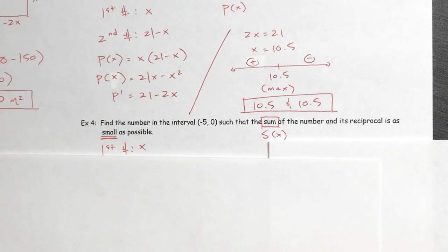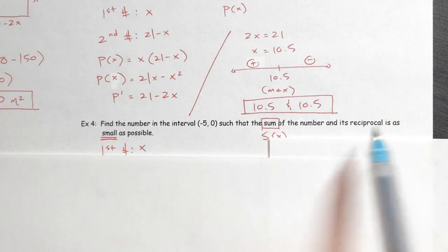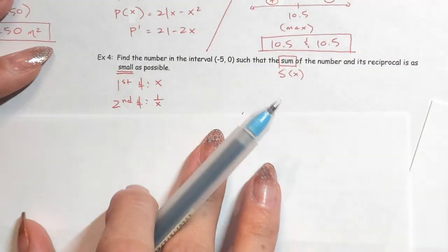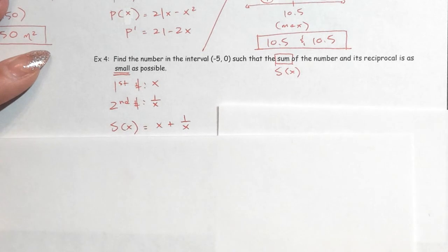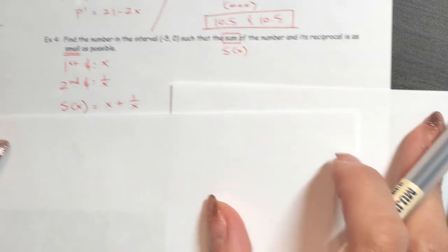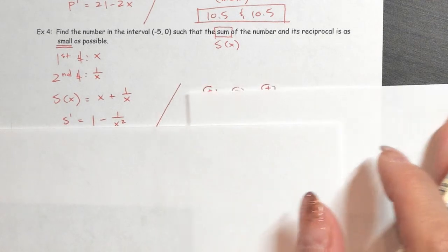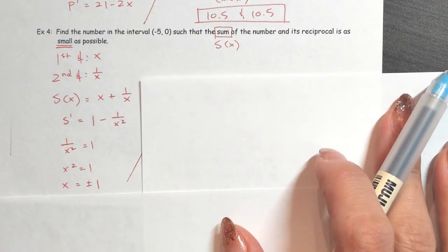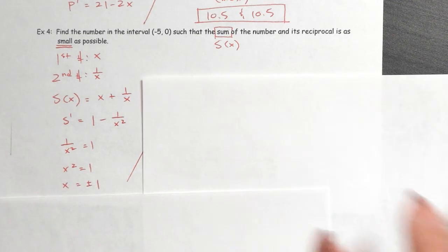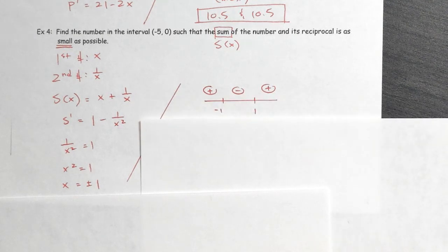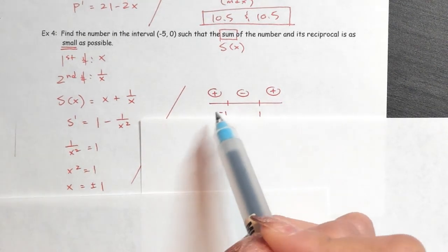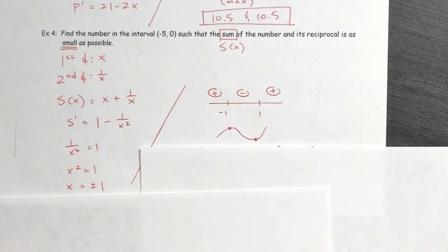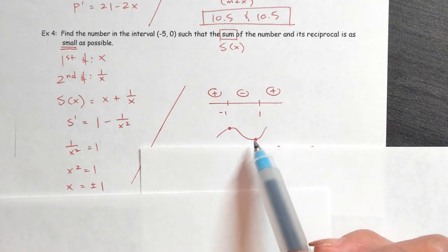So my first number, again, I'm going to call it x. My second number, it says reciprocal, so I'm going to call it 1 over x. The sum is going to be that, right? So you add them together. Okay, find the derivative. You set it equal to 0, and then you solve, and you get plus or minus 1. Okay, so plus or minus 1, you put it in a little number line, and then when you plug in, you get a positive and a negative and a positive. So that is some sort of maximum. That is some sort of minimum.